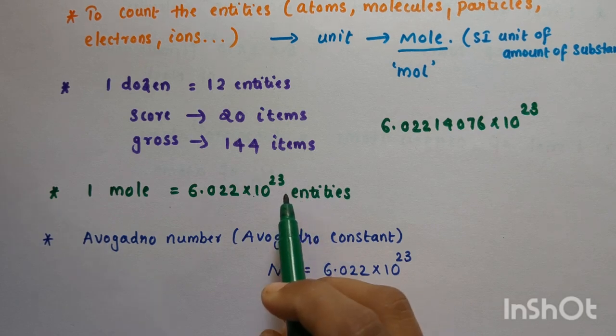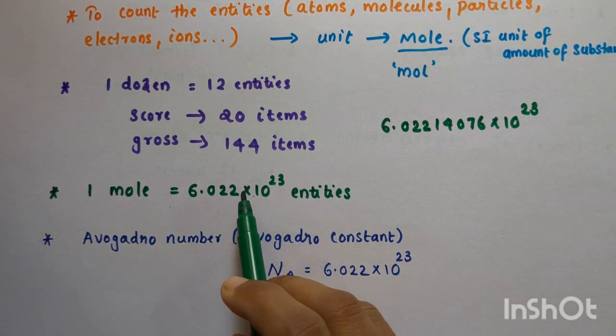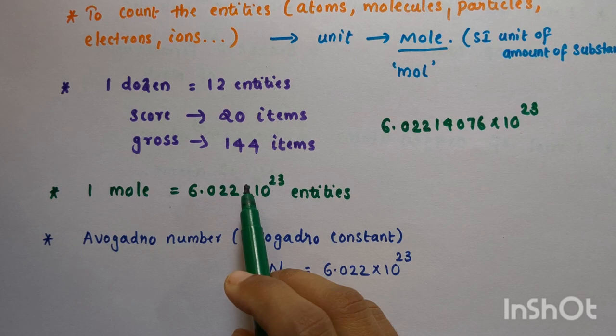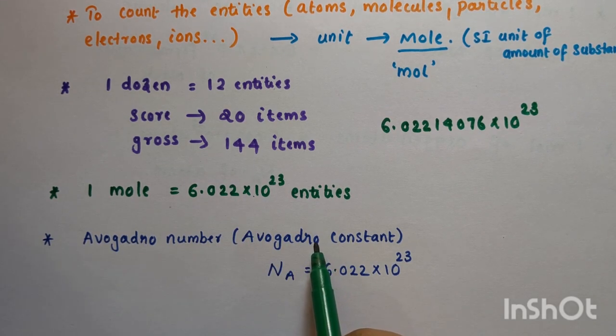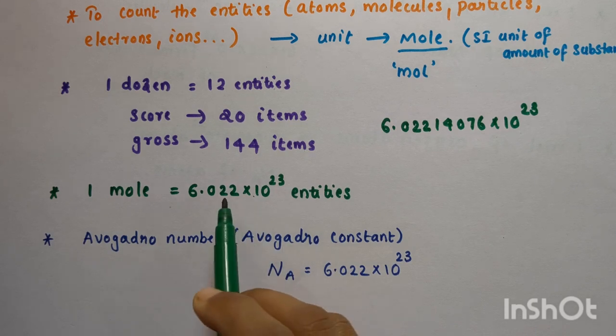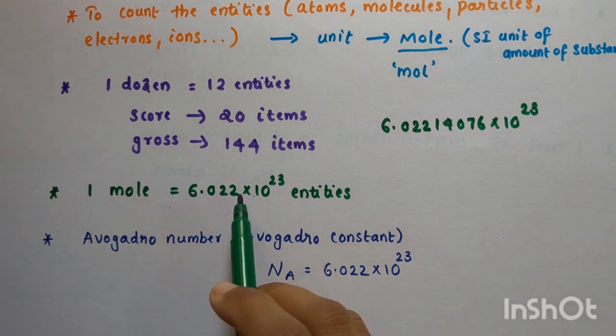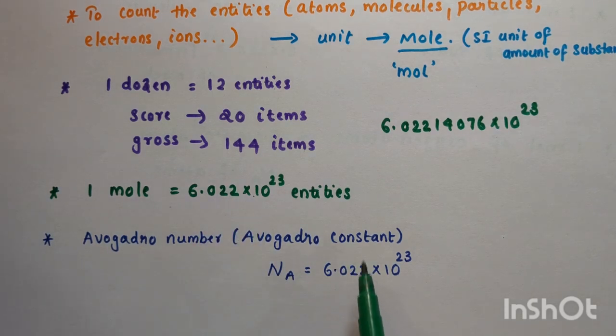See, we have given a separate name for this number 6.022 into 10 raised to 23, and that name is Avogadro number or Avogadro constant. That is, Avogadro number or Avogadro constant is 6.022 into 10 raised to 23. We denote Avogadro number as Na. So Avogadro number Na is actually equal to 1 mole, that is equal to 6.022 into 10 raised to 23.